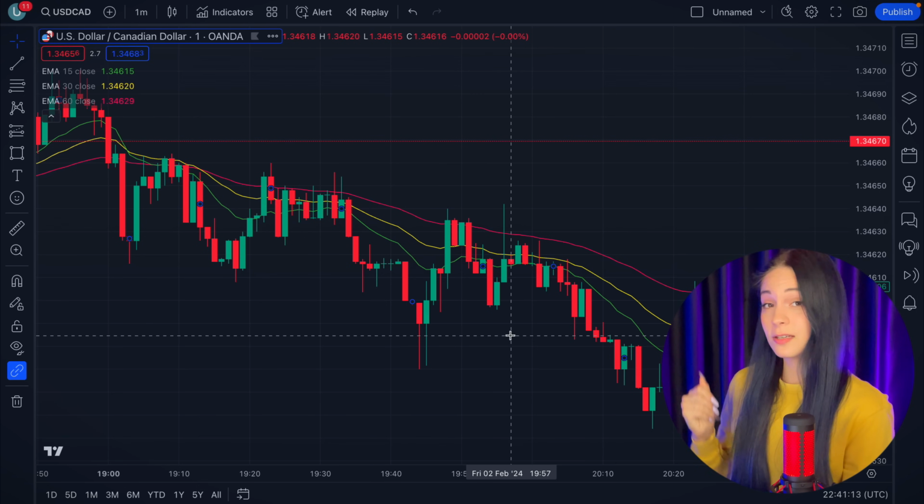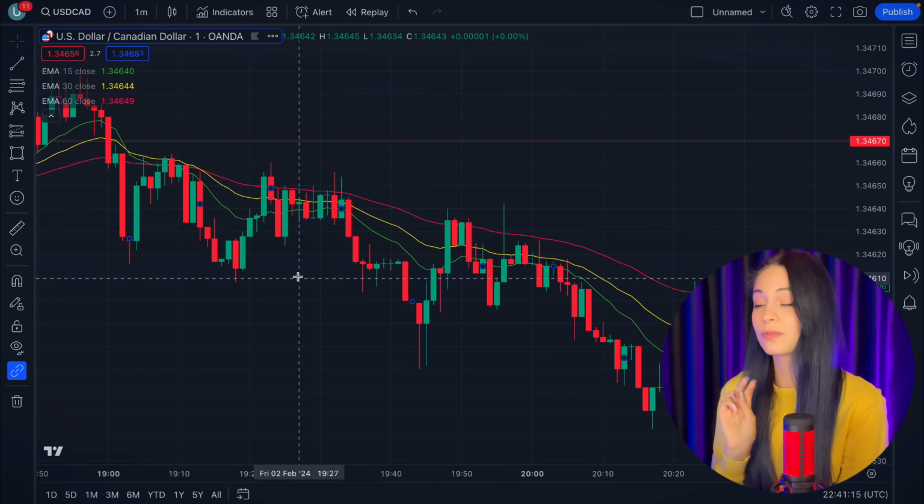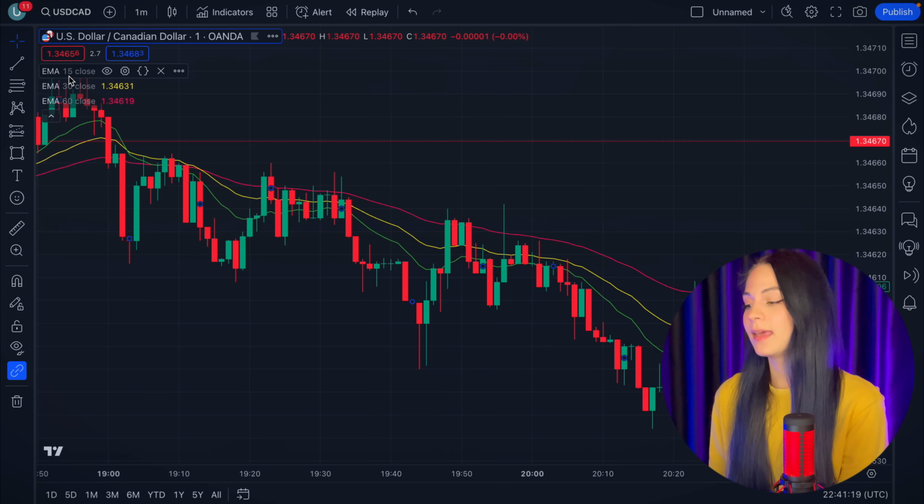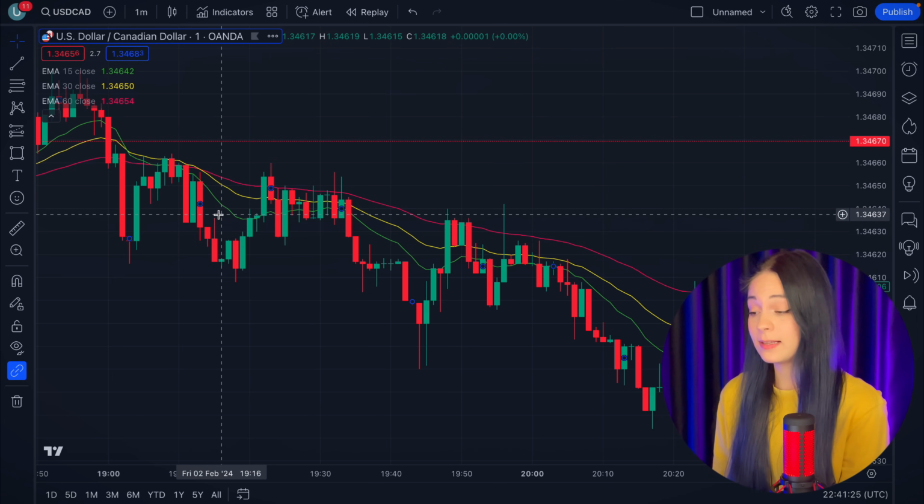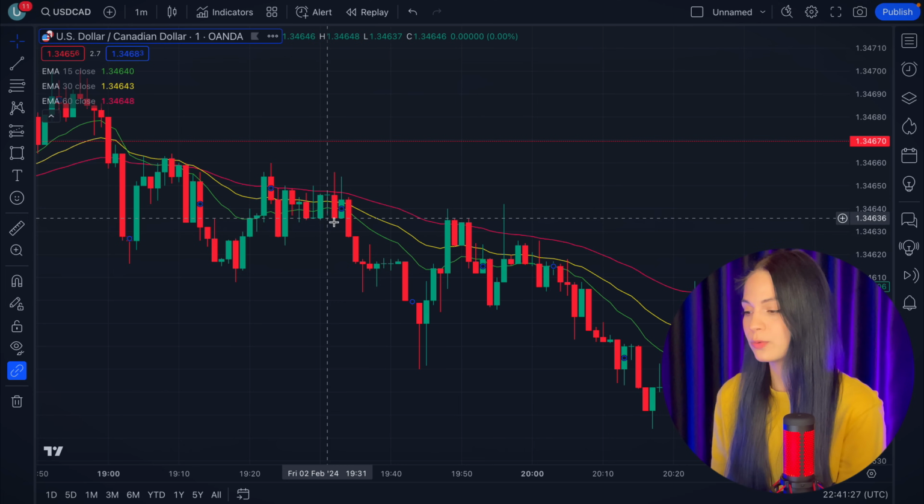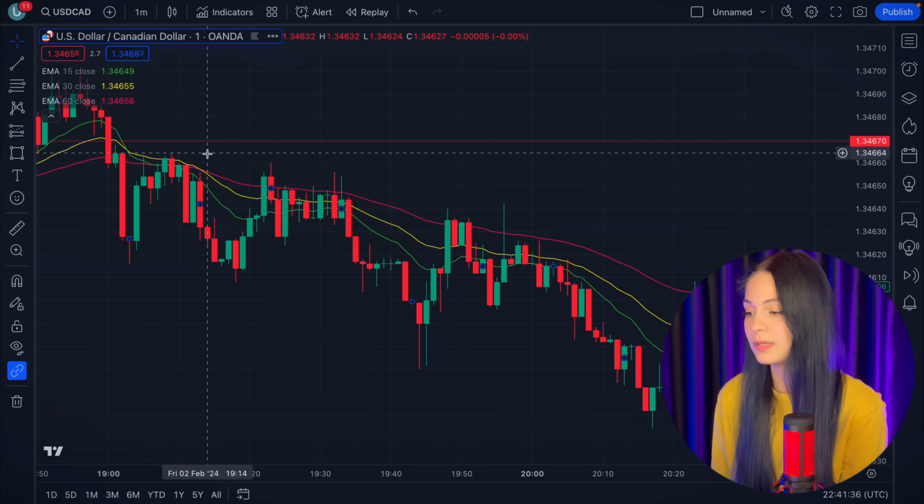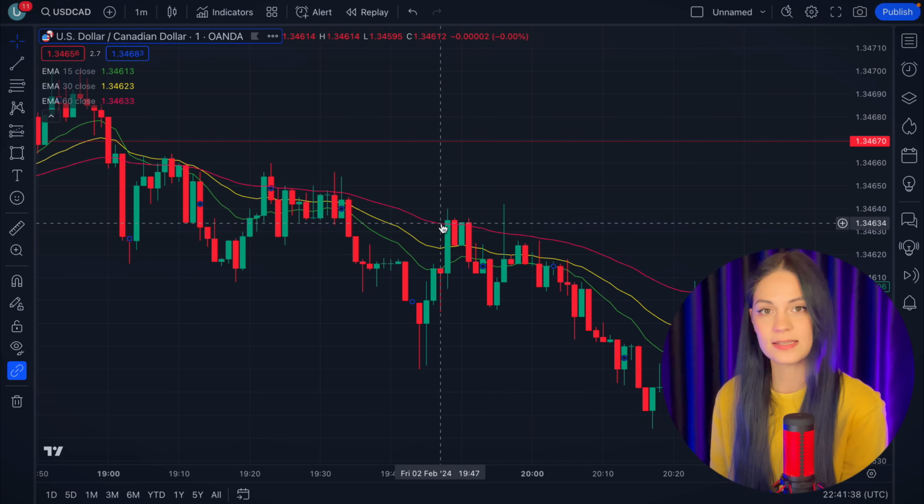As you can understand from the name, we're going to use 3 exponential moving averages, and I already have them on my chart. With the indicators, the first one is the period of 15. It's going to be a green color for me, and it shows us the short-term trend. The second one is the 30 period. It's the mid-term trend, and the long-term trend is going to be with the period of 60, and it's a red color.